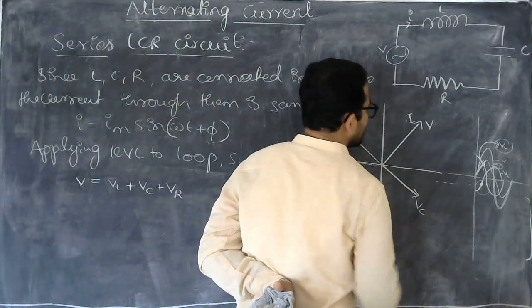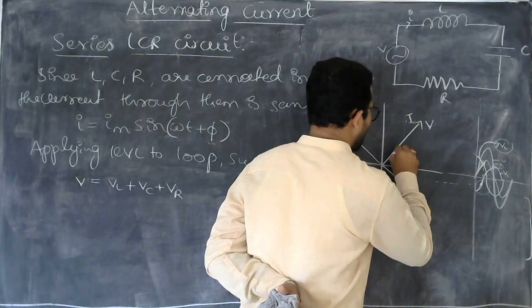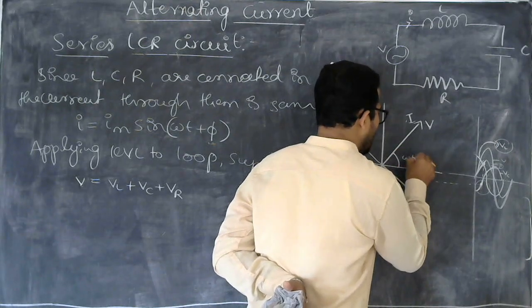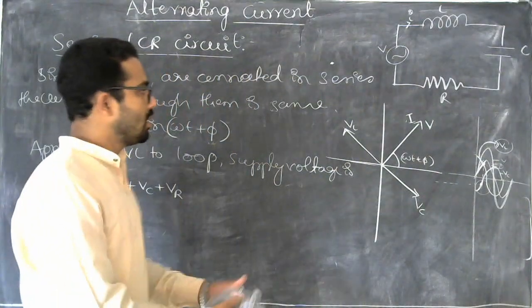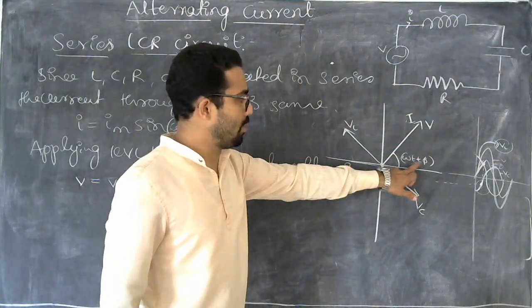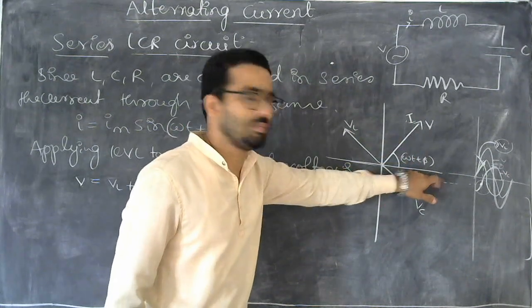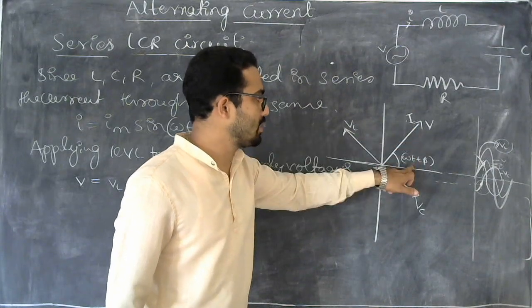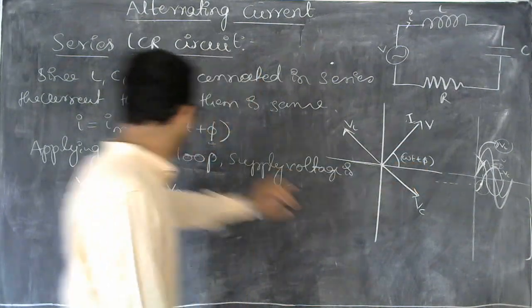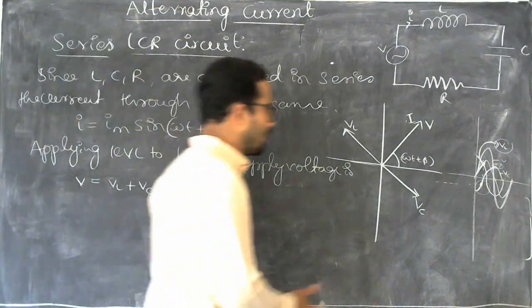Now, here you can see some phase difference, that is omega t plus phi. That's what I have written. Sorry, the total angle with the reference axis is omega t plus phi. So for I, omega t plus phi angle is there. Same I have written, omega t plus phi, that angle is there.